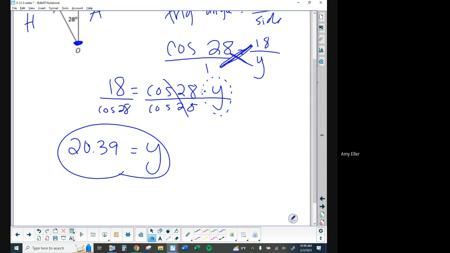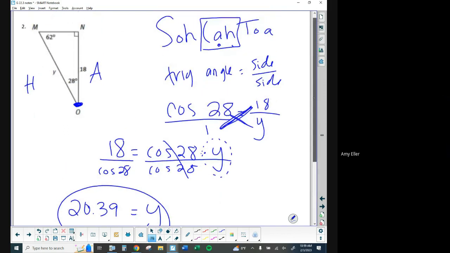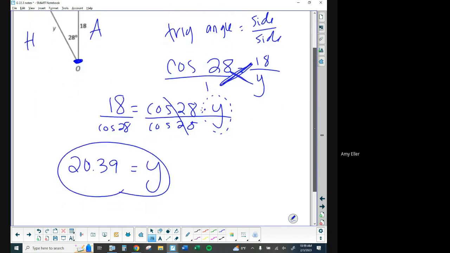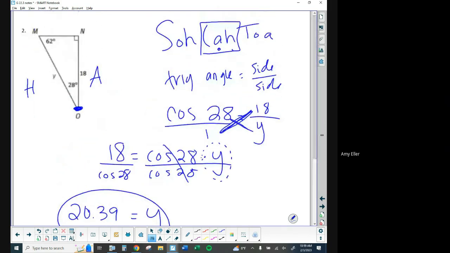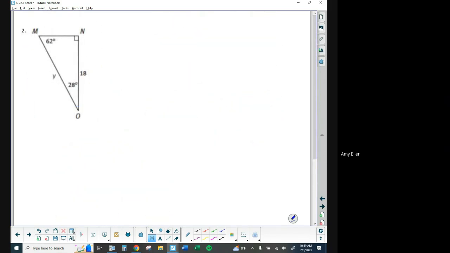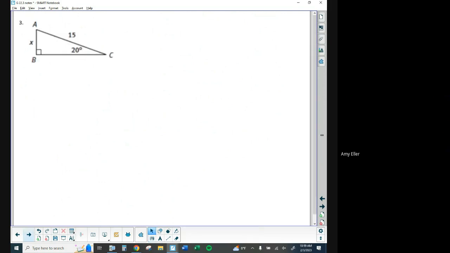Does that seem reasonable? 20.39. It has to be bigger than 18 because it's the hypotenuse, so that sounds good to me. Flip the page. Please write SOHCAHTOA from memory at the top. The more you write it, the more you're going to memorize it.